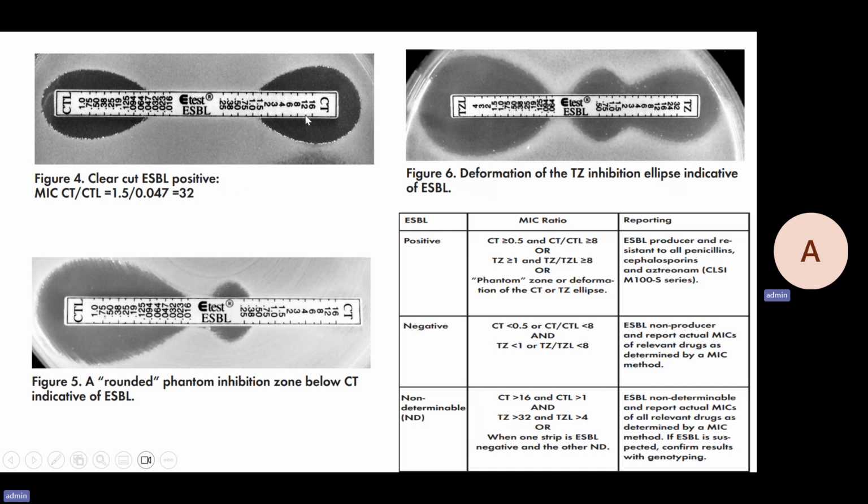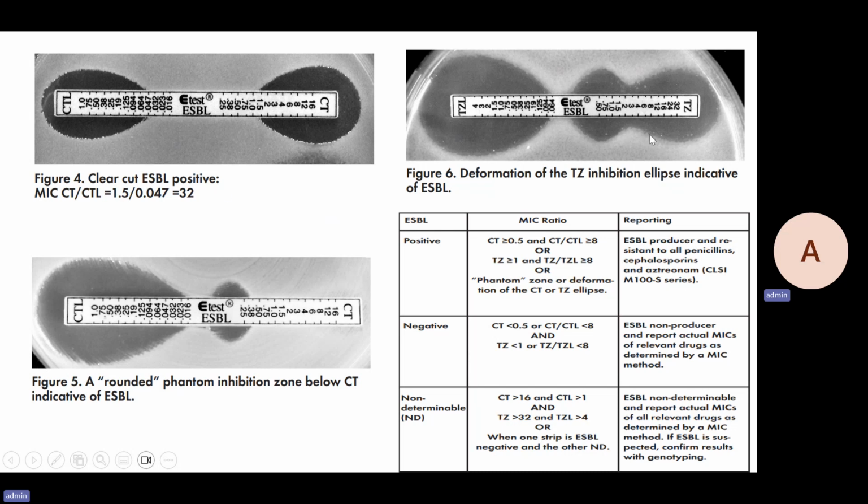So you see, this is cefotaxime. This is cefotaxime clavulanic acid, and the cefotaxime MIC is 1.5, but see the cefotaxime clavulanic acid MIC is 0.47. So definitely it has a lower MIC, and it is likely to be an ESBL.